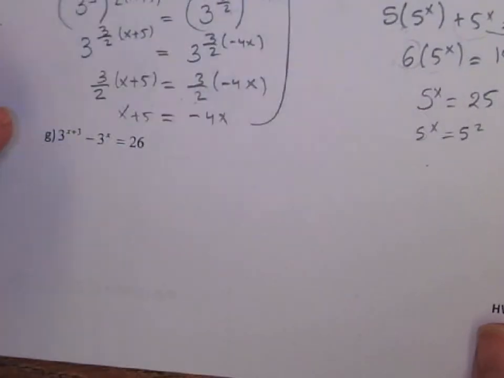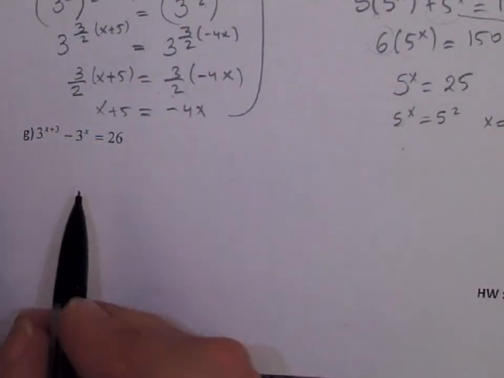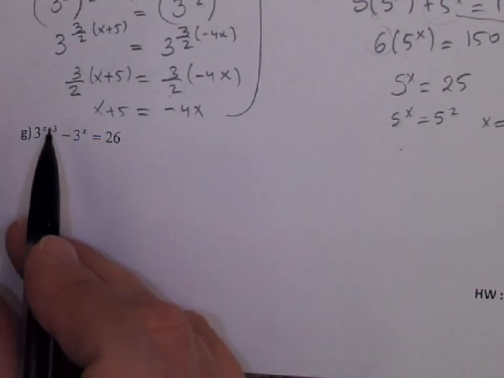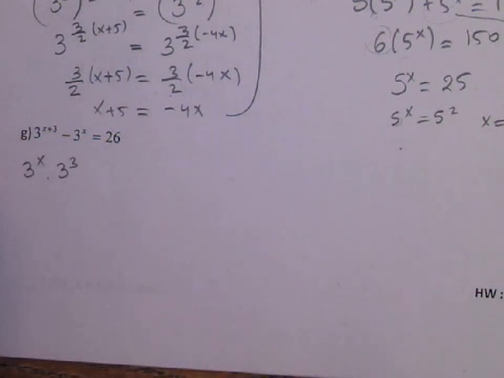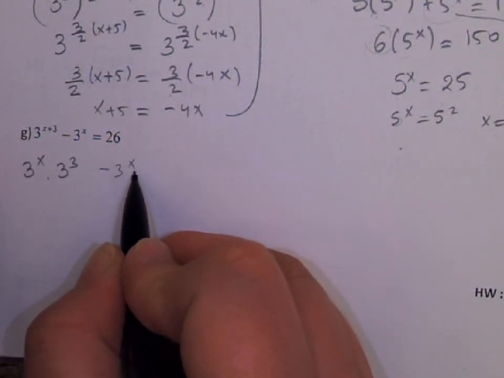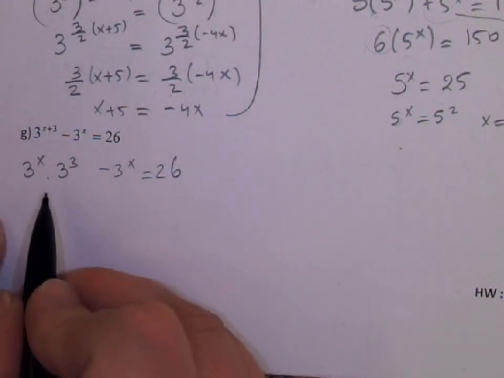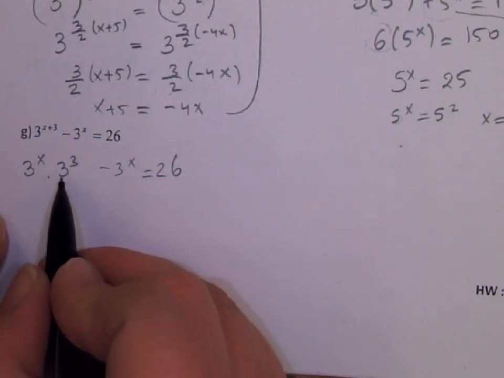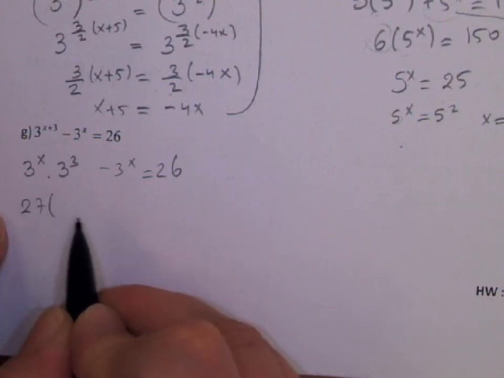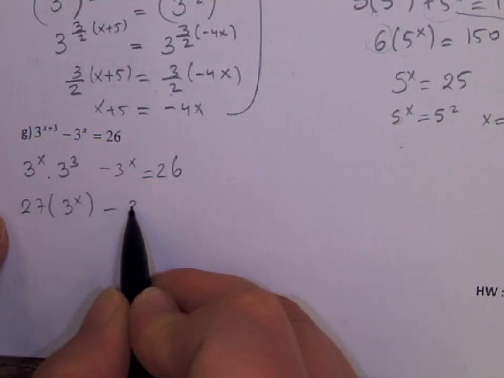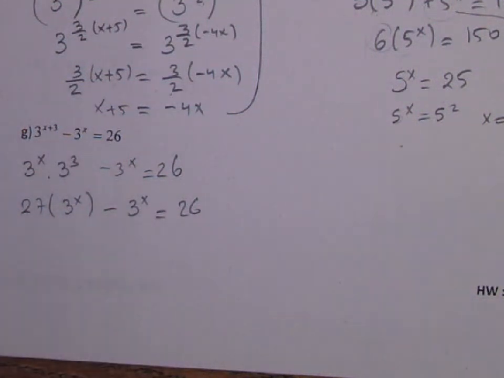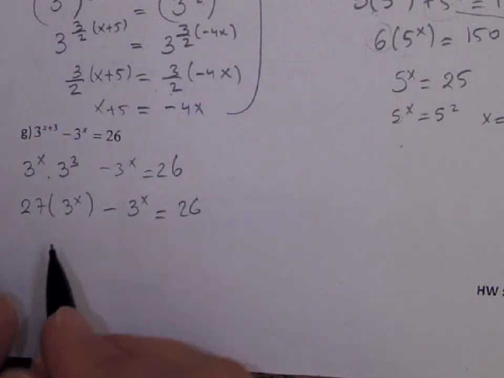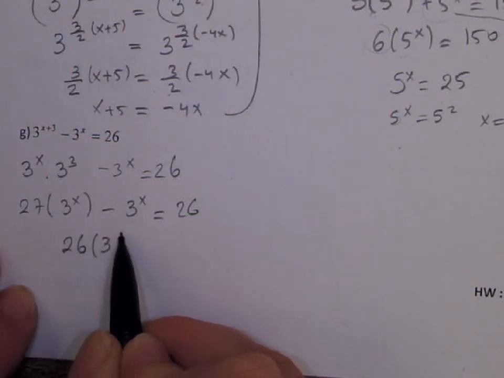Okay, so the last one is similar. So we're going to write 3 to the power of x plus 3 as 3 to the power of x times 3 to the power of 3. So this 3 cubed is 27. So you get 27 times 3 to the power of x minus 1 times 3 to the power of x. So 27 of 3 to the power of x minus 1 of 3 to the power of x. So you get 26 3 to the power of x.